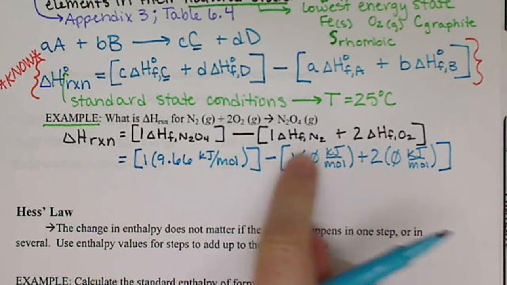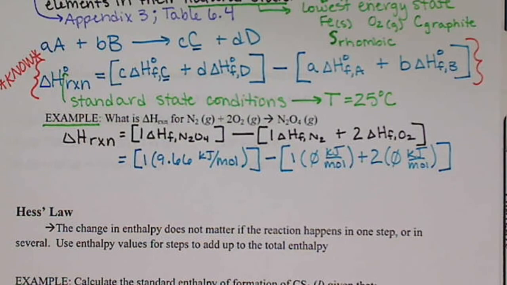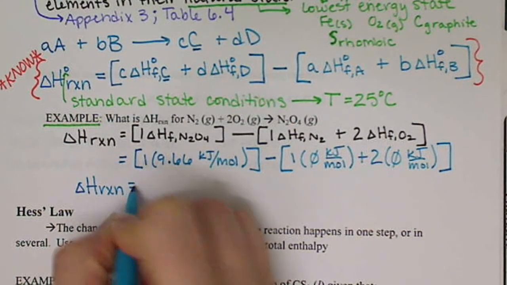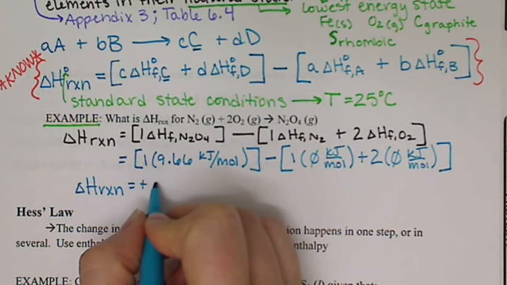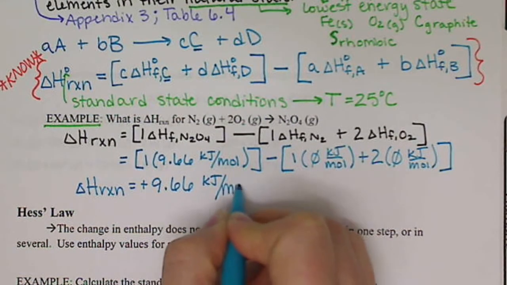These values would not be given to you on an exam. You need to know and understand that the heat of formation of items or chemicals in their lowest energy state are going to be 0. So our delta H of our reaction, easy calculation, we're going to have a positive 9.66 kilojoules per mole.